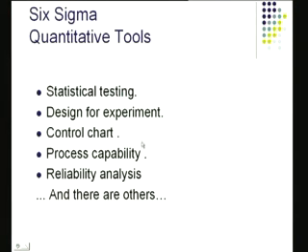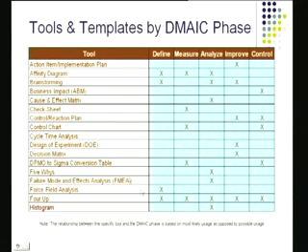I'm going to give you an example there. Process capability basically tells you what fraction of your output is acceptable to customers, especially if you really are running quite a tight process. Then of course you've got reliability analysis. These are the different statistical tools that are the quantitative tools within Six Sigma.